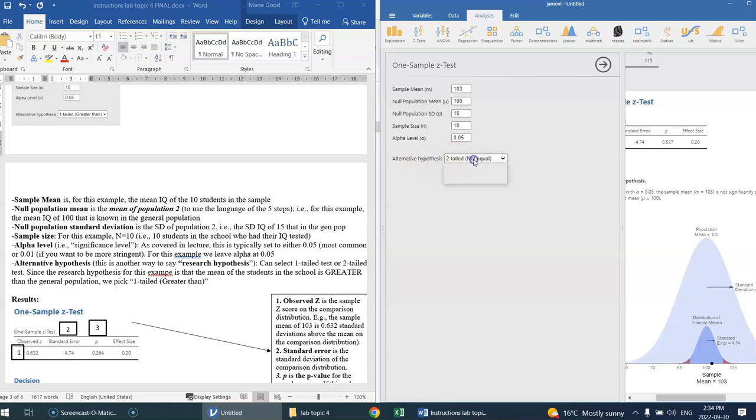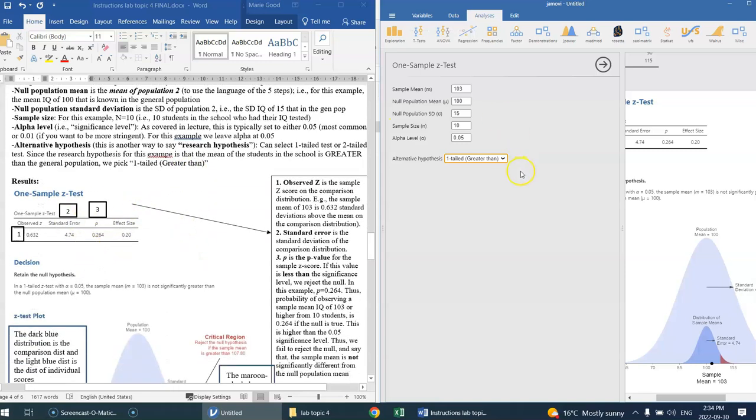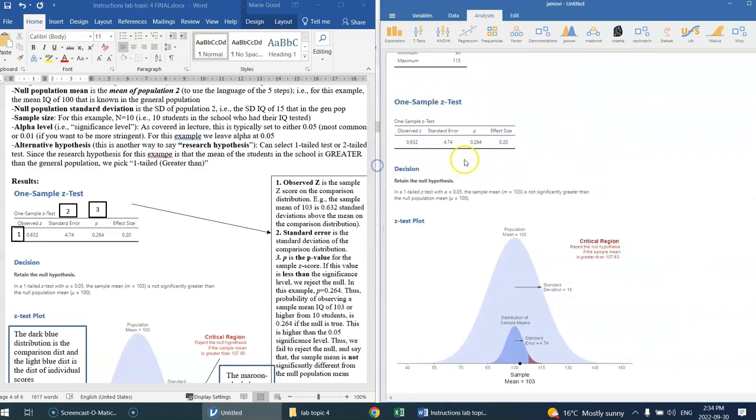Here you have to tell Jamovi whether your hypothesis was two-tailed or one-tailed, and in what direction it's going if it's one-tailed. Because our hypothesis is that the mean of the students in the school is going to be greater than the mean of the students in the general population, we are going to select one-tailed, greater than. Okay, all right, and that's all we need. This is actually a really lovely module that Jamovi provides us with here.